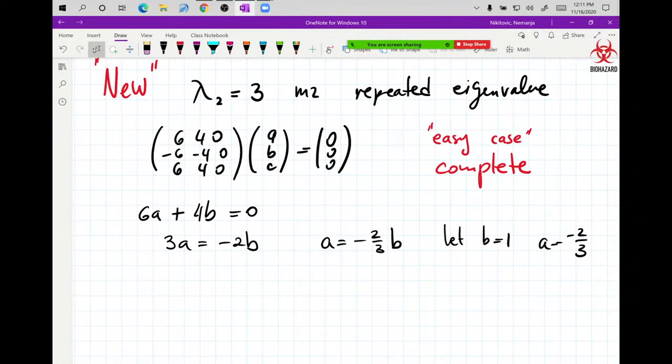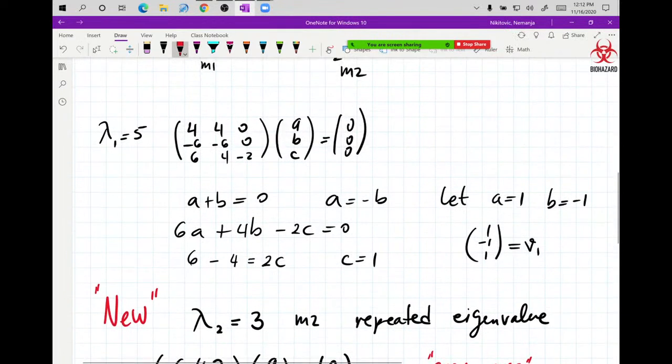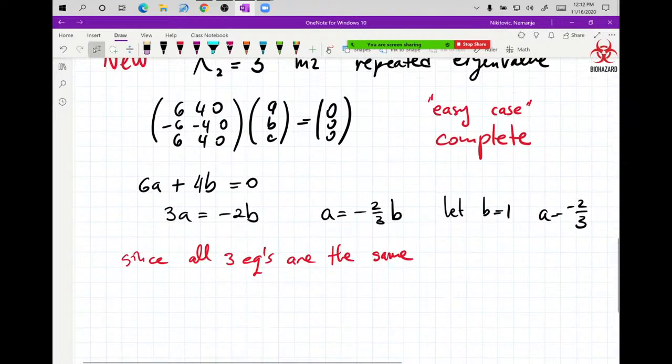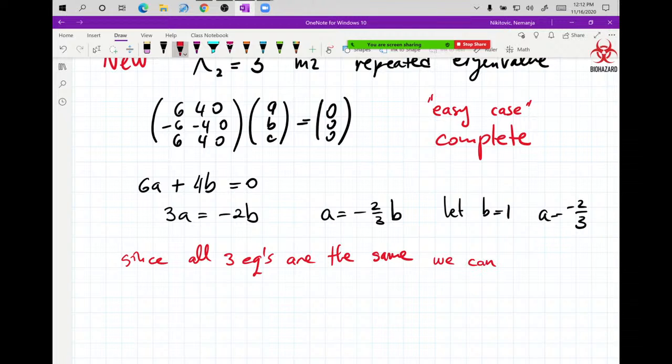Now, for this system, you can pick literally anything for C. Could be 0, could be 1, could be 7, doesn't matter, right? Since all 3 equations are the same, you don't get this extra equation that came from the 3rd row, because that equation is the same now as all previous equations. So we don't have that extra equation to compute C. Since all 3 equations are the same, we can pick any value for C.